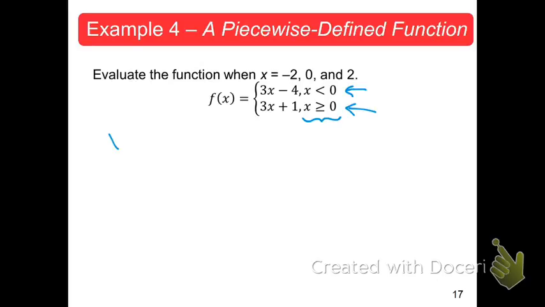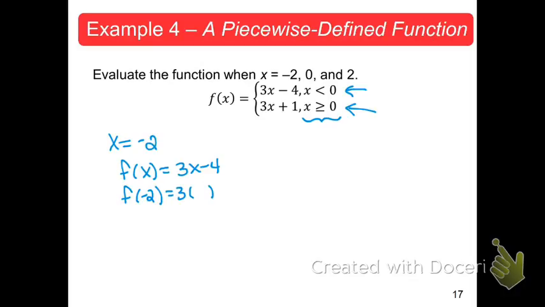So on the first one, we got x equals -2. Well, is -2 less than 0, or is it greater than or equal to 0? It's less than 0. So less than 0 is that top equation. So f of -2 is going to be equal to, let me back up here. So I'm going to use the top equation, f of x equals 3x minus 4. So we're looking for f of -2.